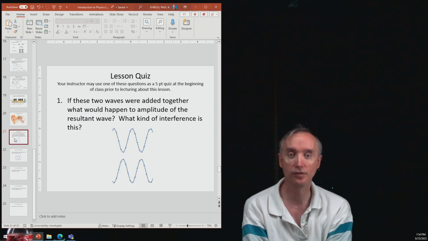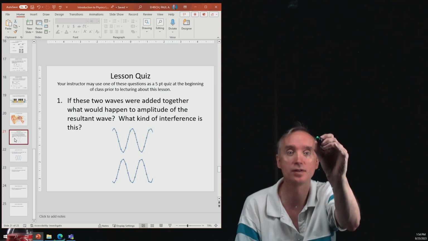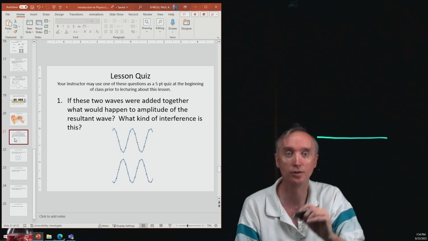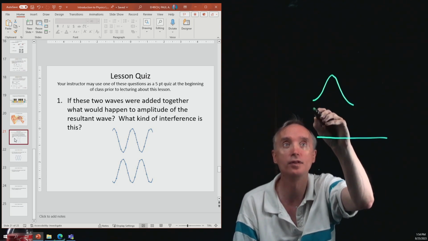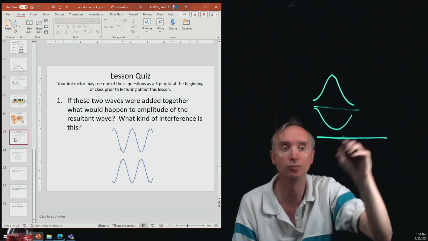Okay, so what you're going to find is, when one of the waves is at its maximum, the other wave is at its minimum. So when you add them together, you get nothing. So this is going to be an example of destructive interference. When you add a wave that's going up to a wave that's going down, they both cancel out and you end up with nothing.